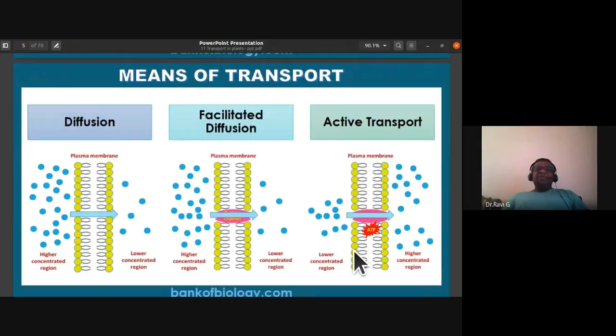Then we discussed the means of transport. Okay, so whenever they ask this question in biology, please don't write land transport, roadways, airways. Please do not write that. So the means of transport are diffusion, facilitated diffusion, then we have active transport. So here you can notice that diffusion is movement of solute, solvent, or gas molecules from a higher concentrated region to a region of lower concentration. So we call this diffusion.